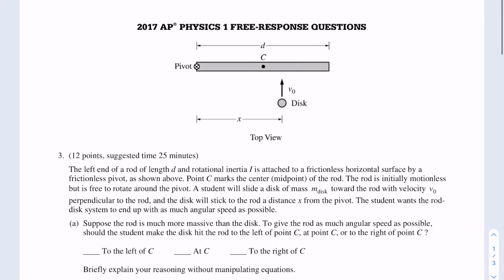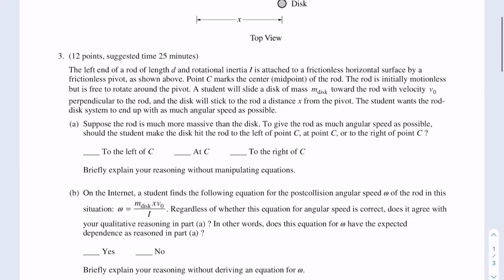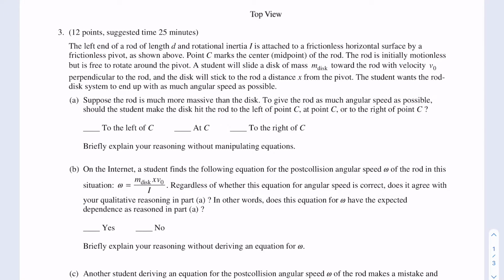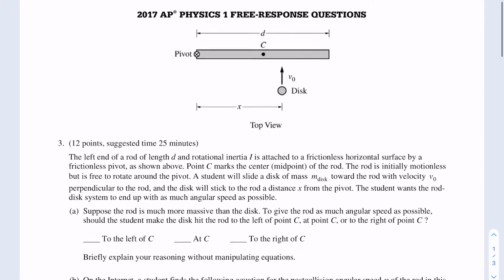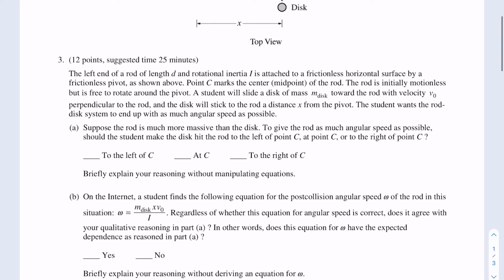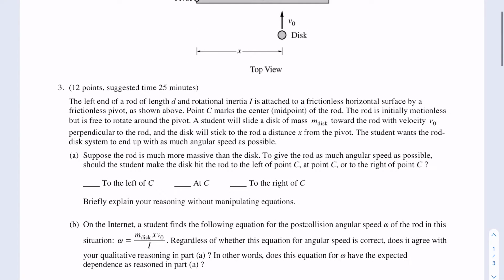In this question, we're given that a disk traveling at V0 is going to collide with a rod that's swinging on a pivot. In part A, we're asked where the disk should hit in order to give the rod the most angular speed after the collision. Well, we know that the angular acceleration, which is proportional with the angular speed, is also proportional with the torque. So we want to find a way to maximize the torque.